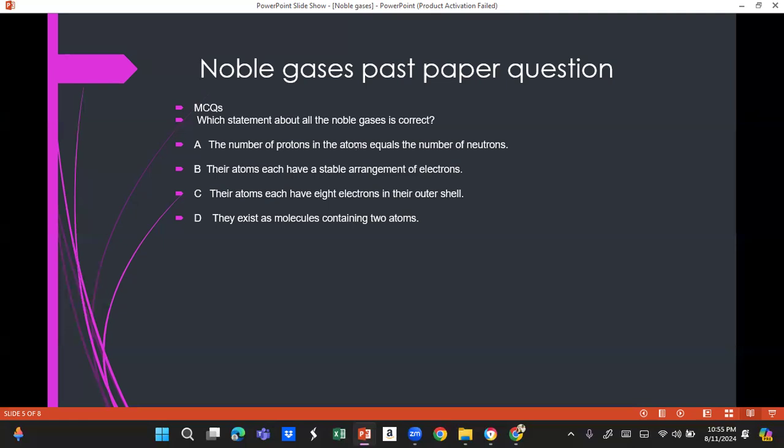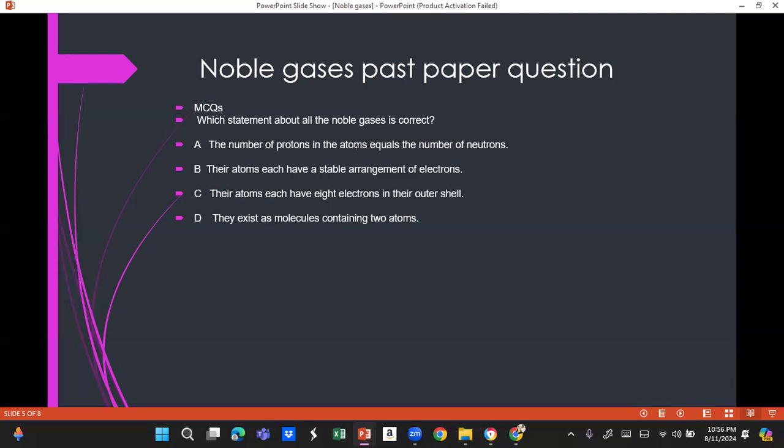The second last option: their atoms each have 8 electrons in their outer shell. Not at all. Helium is the first member of the noble gases. It has only 2 electrons. That is why most of the students go for this choice, that they have 8 electrons. No, helium has 2 electrons in the outer shell. Helium's atomic number is 2, and it has only one shell, and the first shell is the outer shell.